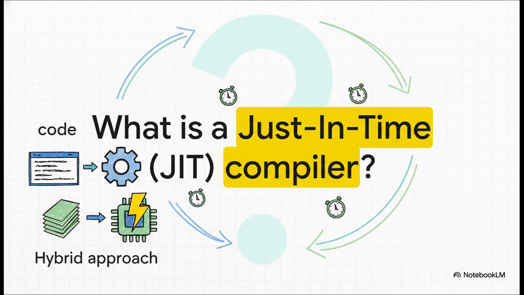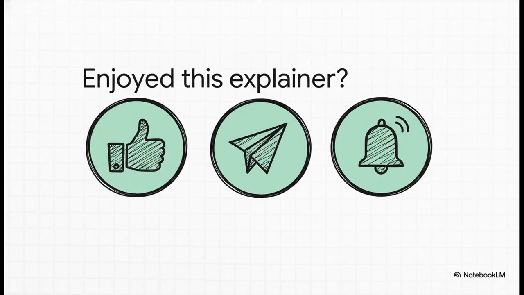So now you get the basic journey, from a text file to a running program. But, in the world of tech, there's always another layer to peel back. We talked about compiling first, then interpreting. But what if you could do both at the same time? That leaves us with a pretty cool question. What in the world is a just-in-time, or JIT compiler? We'll have to save that one for another day.